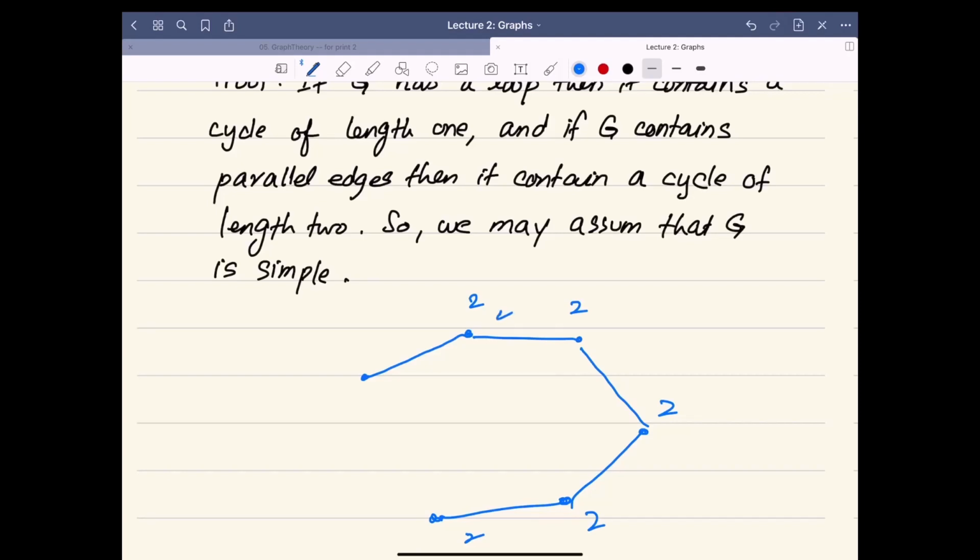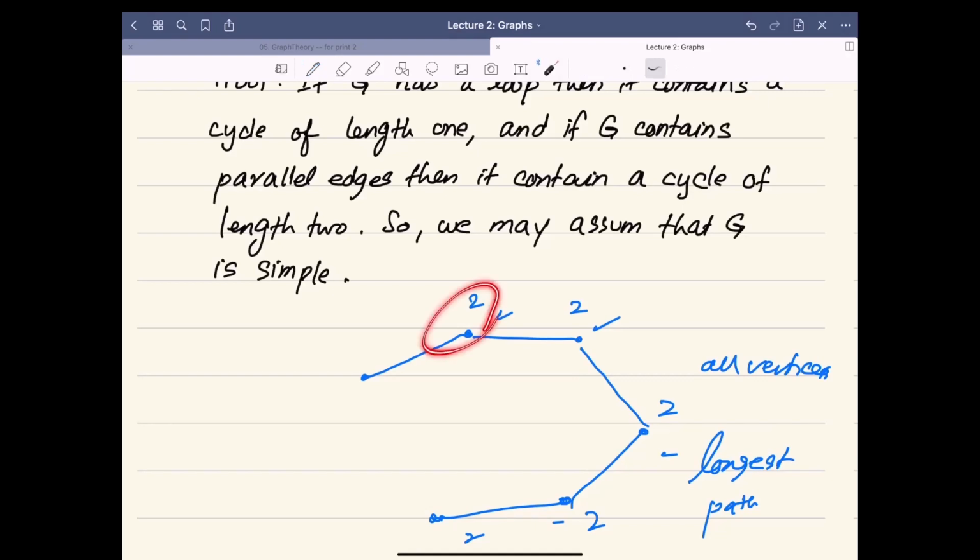So this is degree 2, this is degree 2, this is degree 2, and assume that we are covering all vertices, so no vertex of the graph is left outside. So we will put them like in a chain, and we will call it the longest path. The sequence of vertices we are visiting is like taking a path. So now this one is degree 2. This one is degree 2.